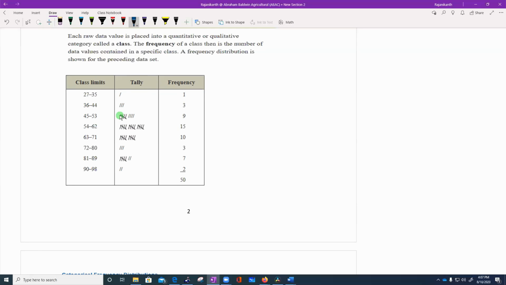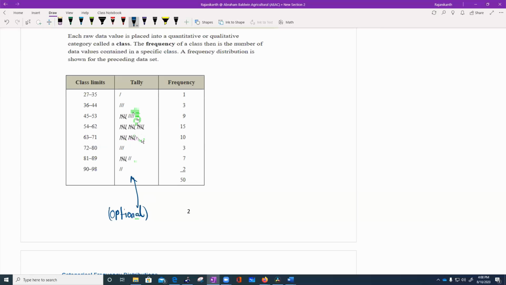This tally column is not mandatory. This is an optional column, so that is up to you. When you make a frequency distribution table, you could leave this column out. If you really want to include it, it doesn't matter. That's up to you, but it is totally optional.